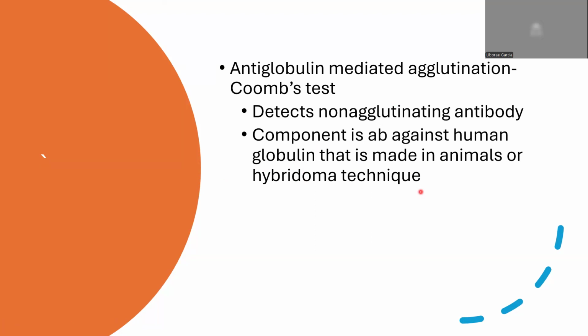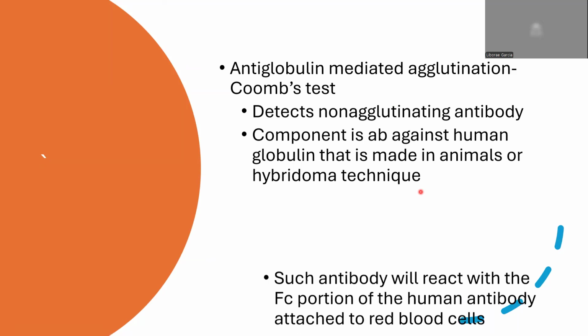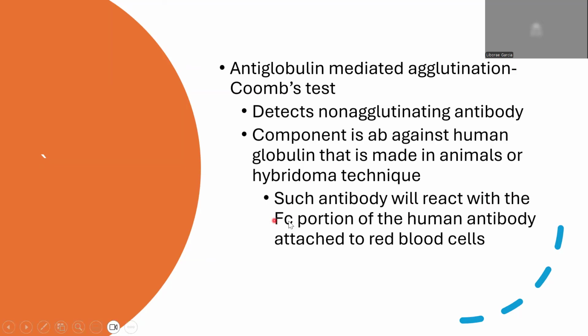So I'm not sure if you're familiar, but you have a myeloma cell and your spleen, capable of producing B lymphocytes. The B lymphocytes will produce antibodies. So you mix your B lymphocytes as well as your myeloma cells. So you have an infinite line of antibodies, and then it is monoclonal. So it only reacts with a single antigen. Okay? So such antibody will react with the Fc portion of the human antibody attached to your RBCs. Okay?